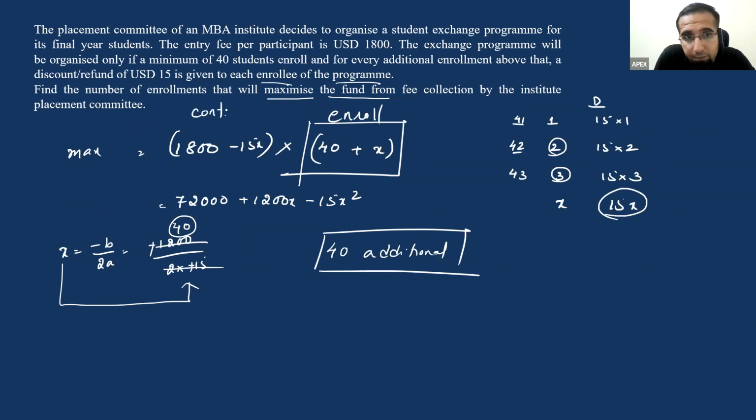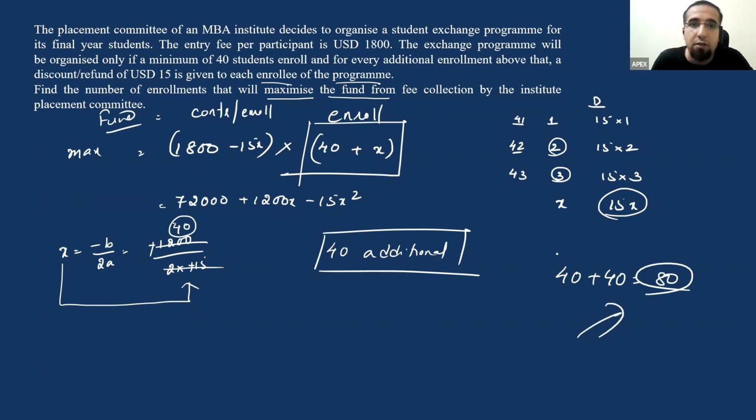This is the contribution per enrollment. And this will give you your total fund. Clear? So therefore, total number of students to enroll should be 40 plus 40, that is 80. Only then the maximized funding will happen. And therefore, 40 is not your answer. Your answer in this question is going to be 80. Clear, guys? Let's move to the next question.